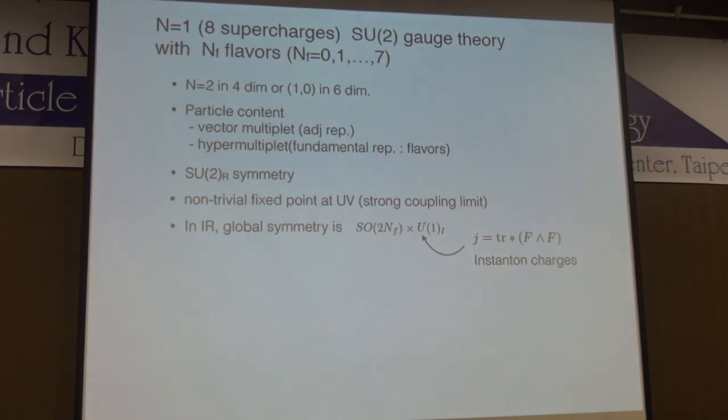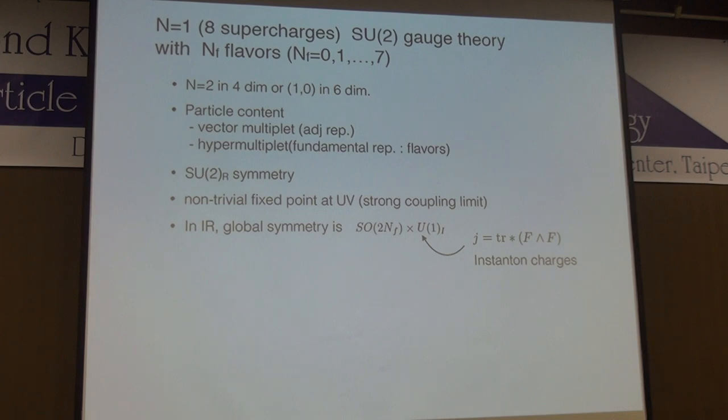So he had in mind N=1, which has 8 supercharges, and there are many gauge groups, but here in particular, there's the SU(2) gauge group with N_f flavors from 0 to 7. If you are familiar with 4D N=2, this is exactly related, and also the (1,0) theory that Professor Chu just mentioned. Let me review a little bit of this theory.